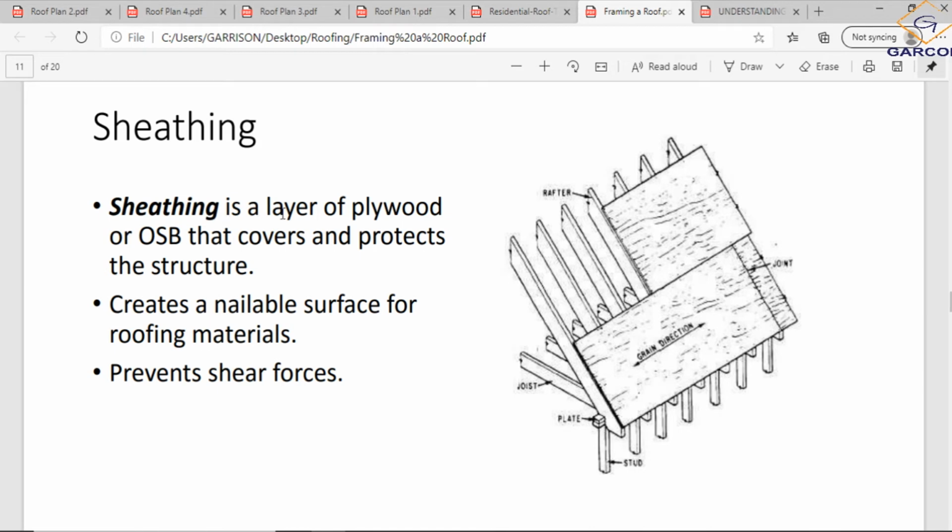So sheathing is a layer of plywood or OSB that covers and protects the structure, creates a nailable surface for roofing material, and prevents shear force. Shear force basically means it prevents the rafters from moving away from each other. So you keep them together, like you nail through them in each rafter. So you basically keep the roof together.